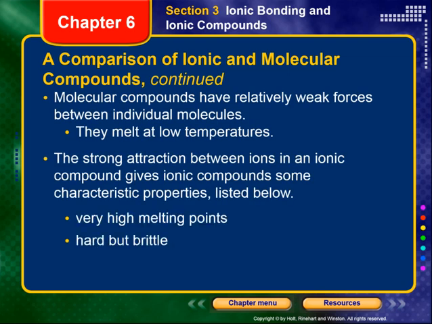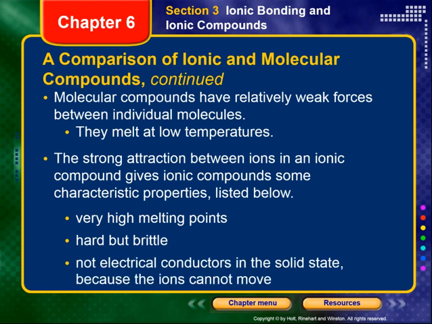Molecular compounds have relatively weak forces between individual molecules, and so they don't hold together in rigid structures. Therefore, they melt at fairly low temperatures. In contrast, the strong attraction between ions in an ionic compound gives ionic compounds some of their characteristic properties, like a very high melting point.